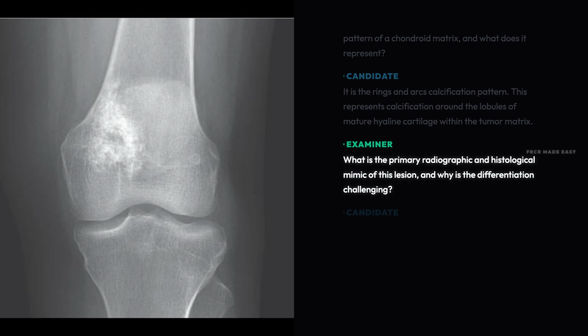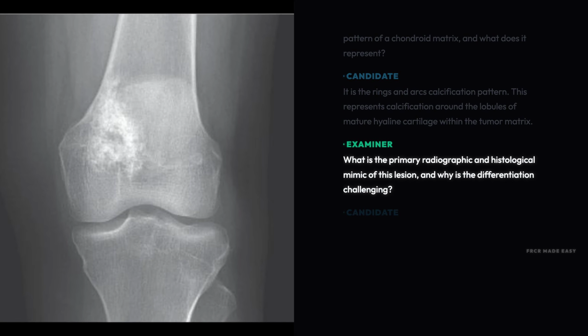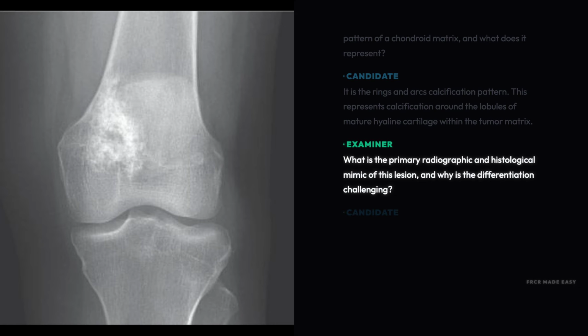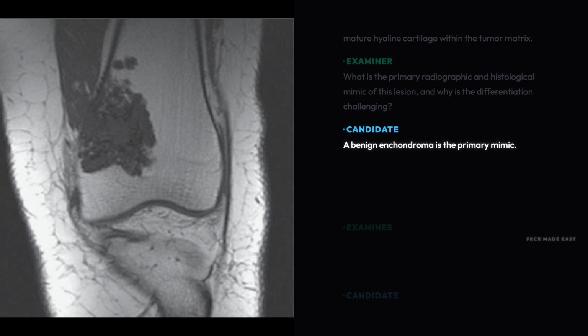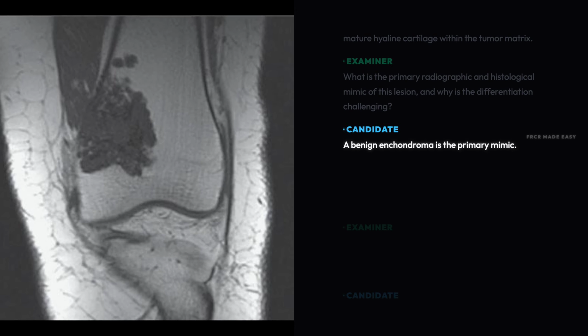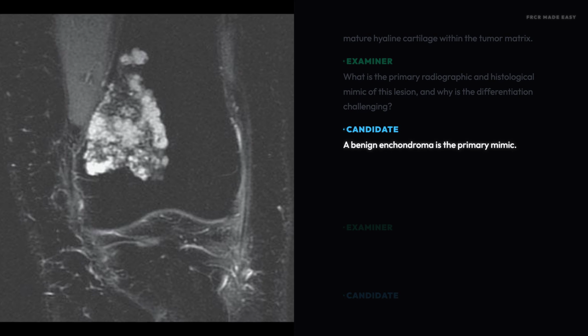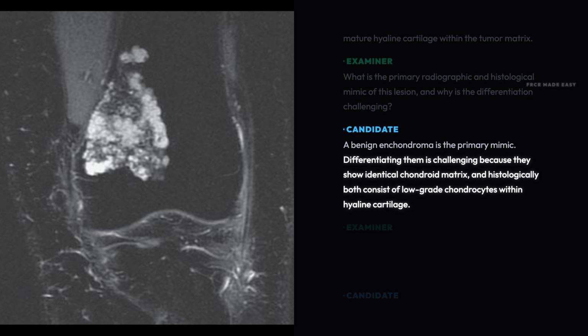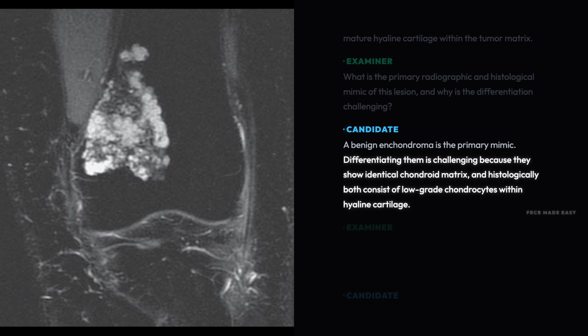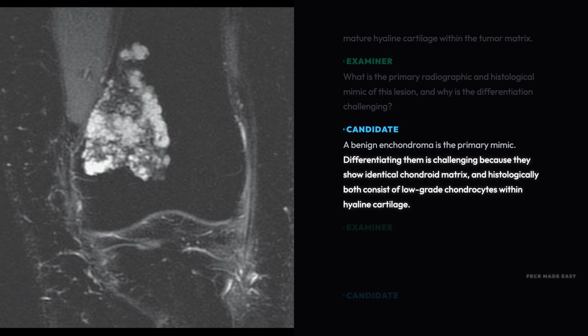What is the primary radiographic and histological mimic of this lesion, and why is the differentiation challenging? A benign enchondroma is the primary mimic. Differentiating them is challenging because they show identical chondroid matrix, and histologically both consist of low-grade chondrocytes within hyaline cartilage.